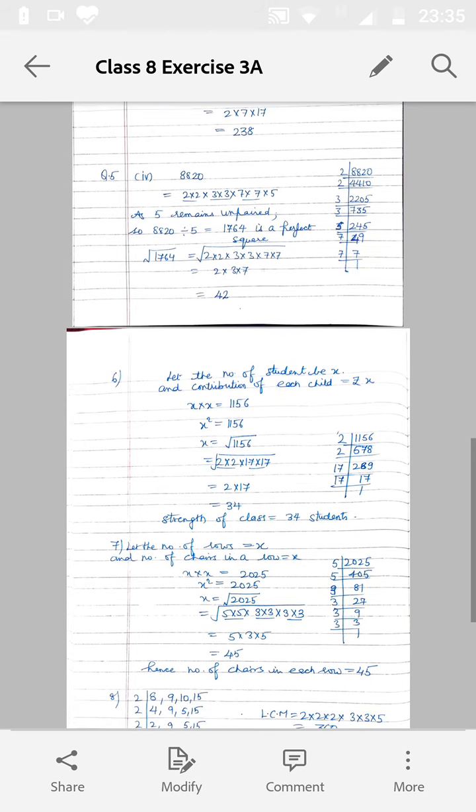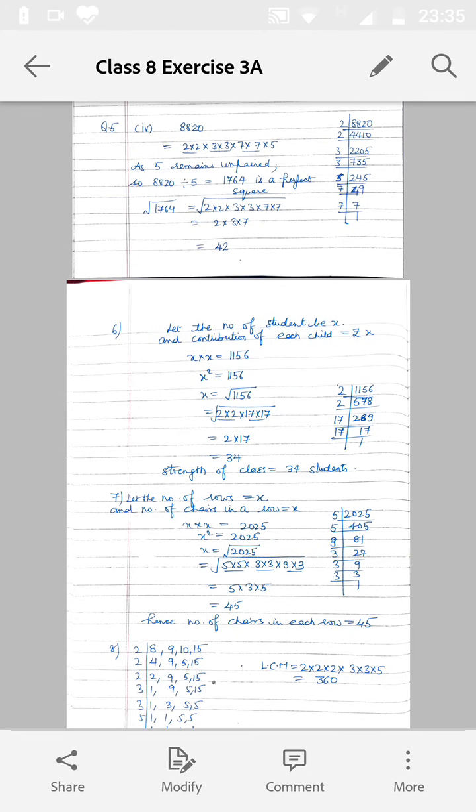In the fifth question, the question demands to find a number by which 8820 should be divided to get a perfect square. So whichever number remains unpaired, I have to divide 8820 by that number. Here 5 remains unpaired after finding the prime factors of 8820. And after dividing by 5, I got 1764, which is the perfect square of 42. So please follow the method to solve it.